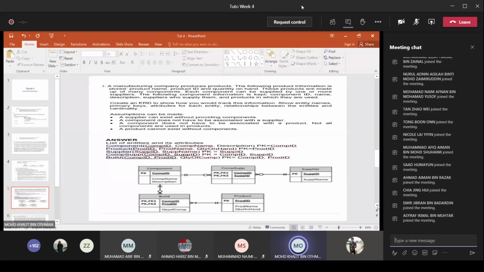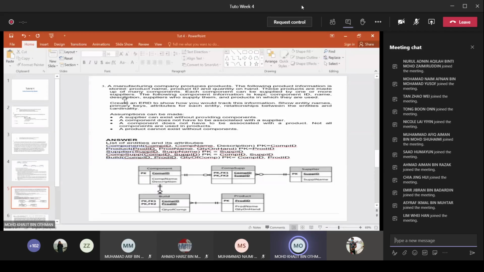The following product information is stored: product name. This is the information that entity product stores. The attributes for product are product name, product ID, and quantity on hand. These products are made up of many components. Each component can be supplied by one or more suppliers.